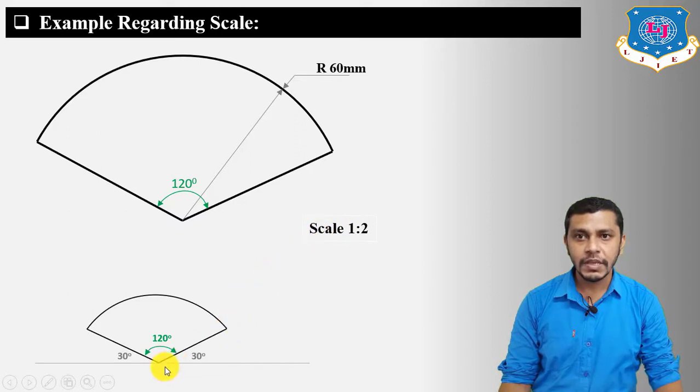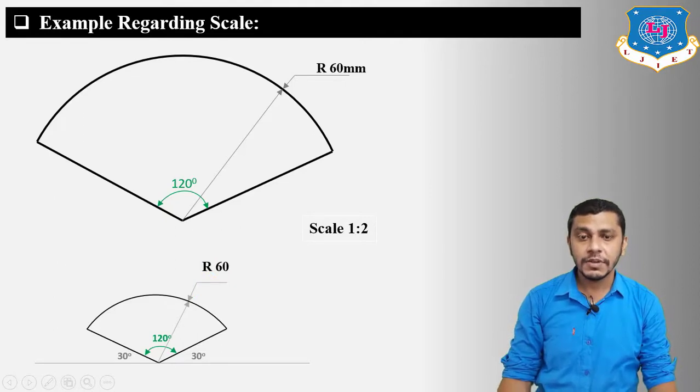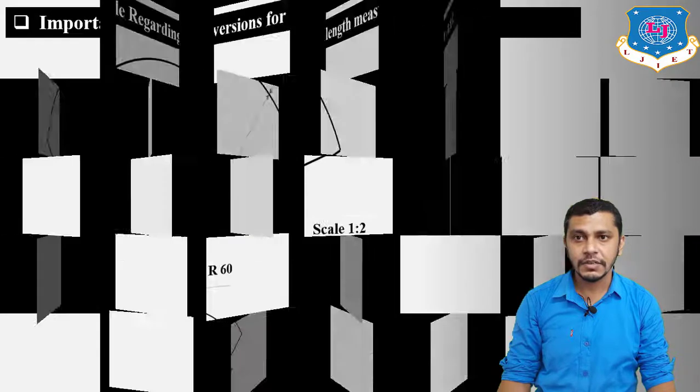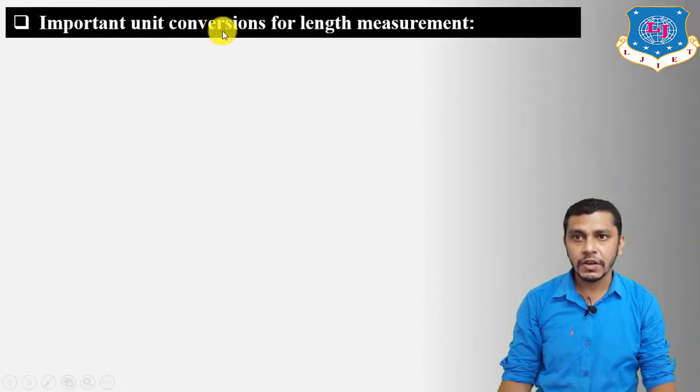So the drawing length will be half the actual length, but we have to show the actual radius of the object, or the actual radius of the arc. Now let's move on to the next topic, representative fraction. But before that, let us see some important unit conversions for length measurements.